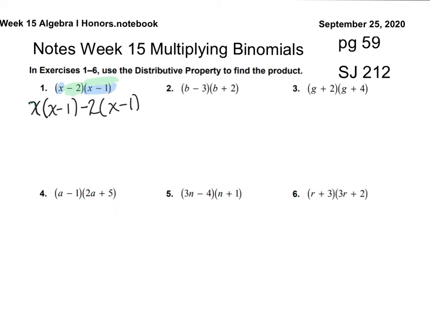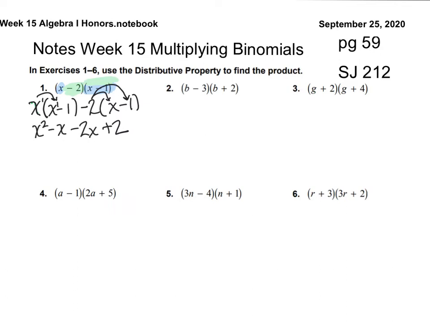Then I'm going to actually distribute. X times x is x squared, because 1 plus 1 is 2. That's why we learned or reviewed the lesson from last week. X times negative 1 is negative 1x. And remember, the 1s are understood to be there. Negative 1x to the first power. Now I'm going to distribute my negative 2. Negative 2 times x is negative 2x. And negative 2 times negative 1 is positive 2.